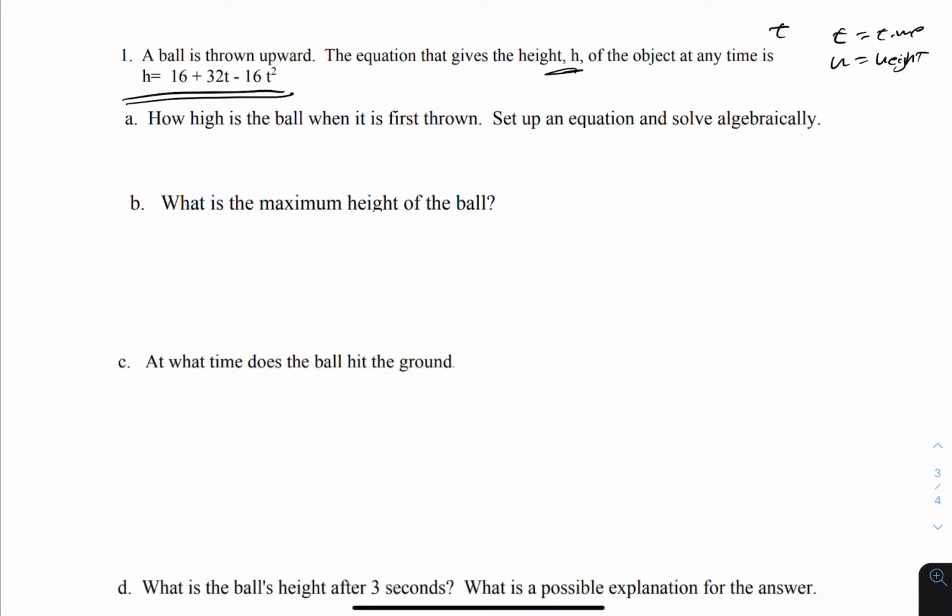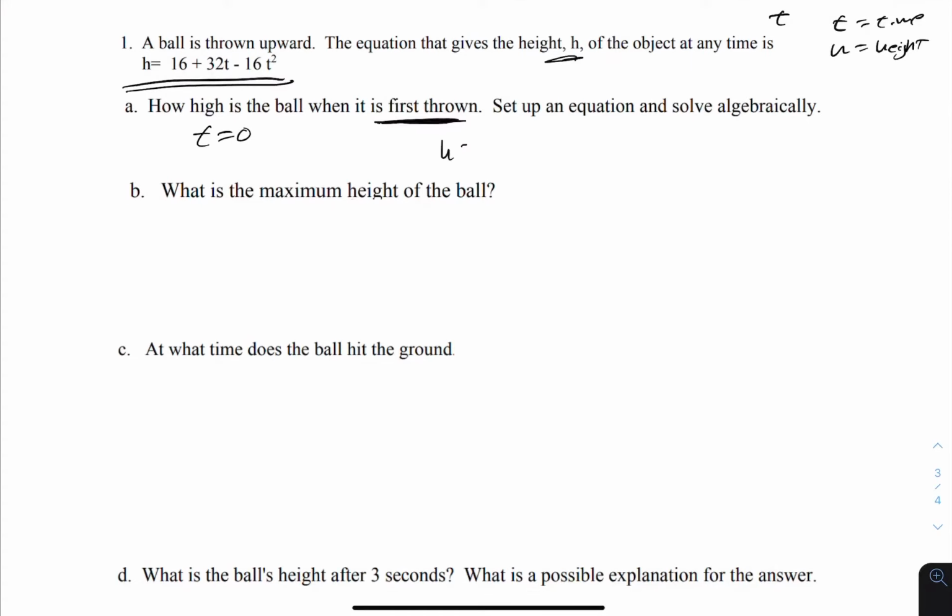How high is the ball when it's first thrown? Solve the equation algebraically. When it's first thrown, that means time is 0. Anytime it's first happening, time is 0. So we've got to plug in 0. It's like the y-intercept. Just plug in 0 and that all goes away and you just get 16. So 16, whatever units we're talking about. Right there.